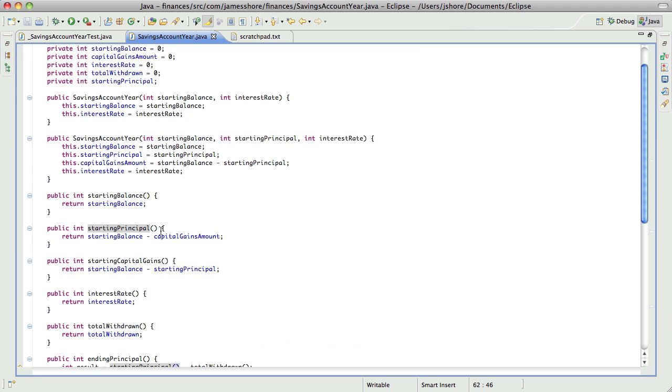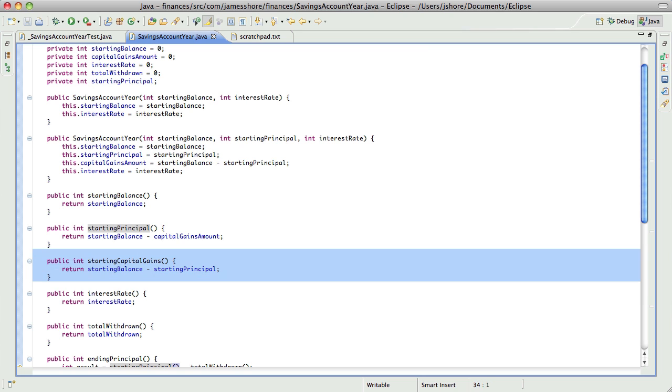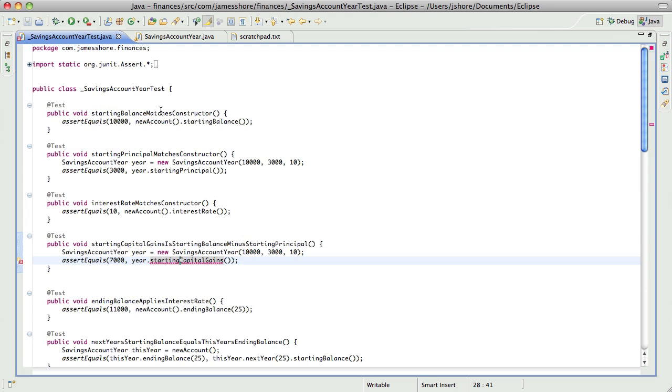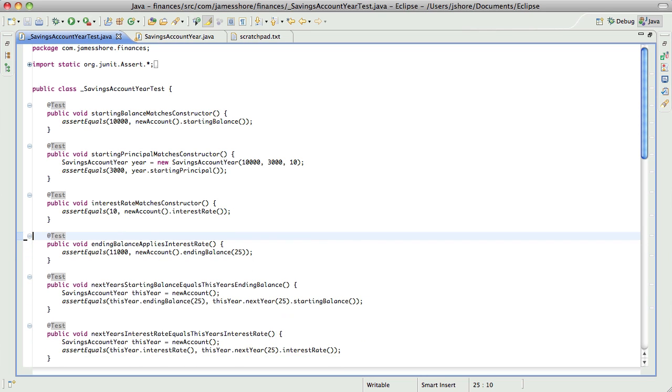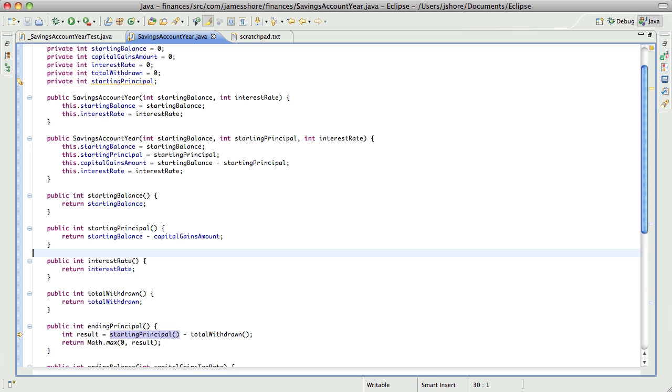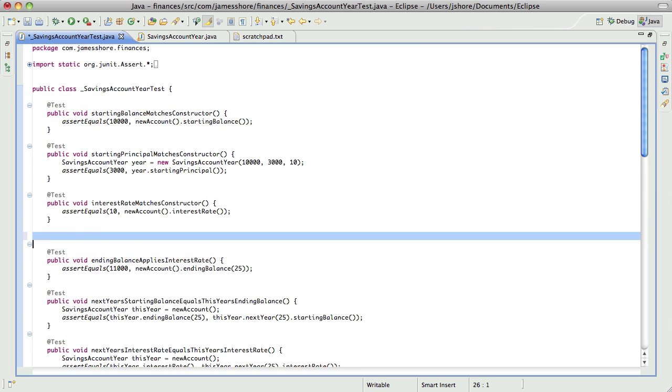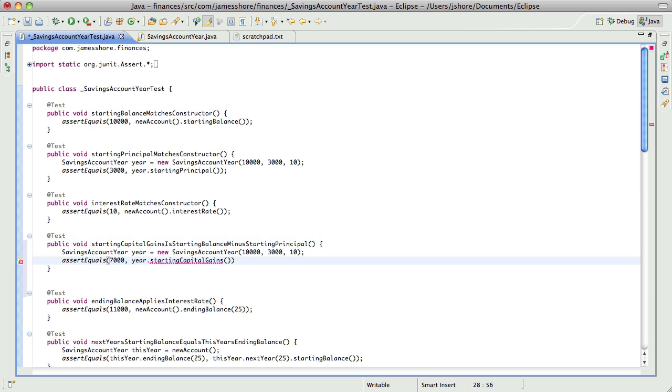Okay, so we don't really need to know our starting capital gains. All that matters from the perspective of the calculations we're doing, well, let's go ahead and put that back in for now.